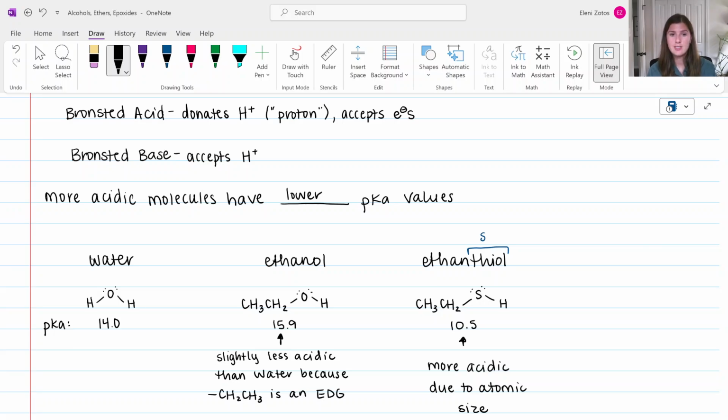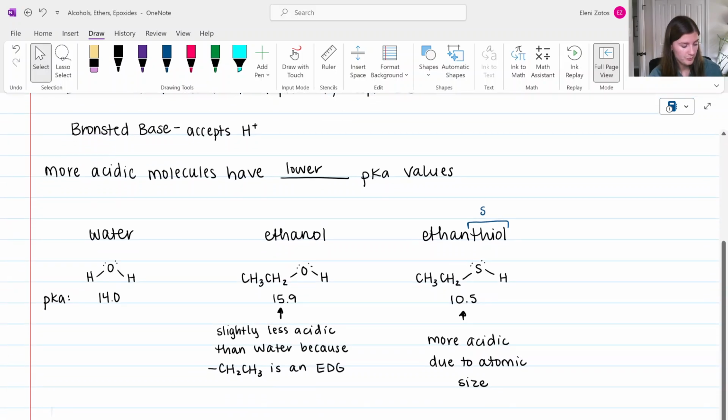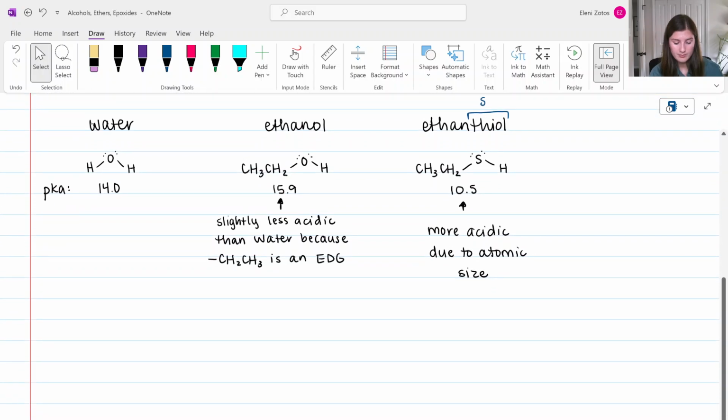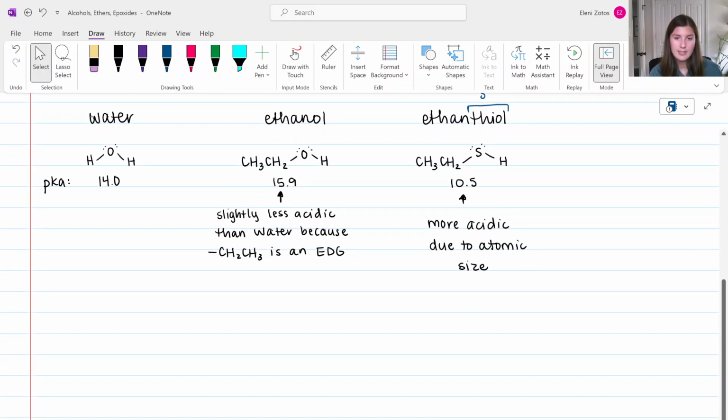There are two different trends that we've talked about so far. There are certainly more that explain the difference in pKa values for different molecules. But now let's think about if we have ethanol and a hydroxide ion in solution. So what is present in solution when both ethanol and a hydroxide ion are present?